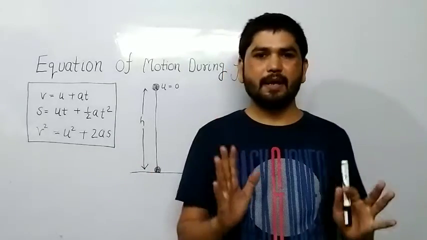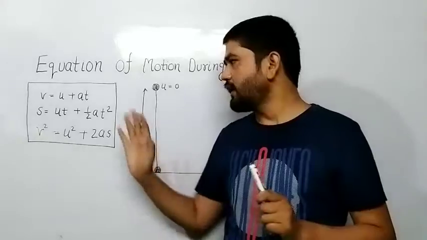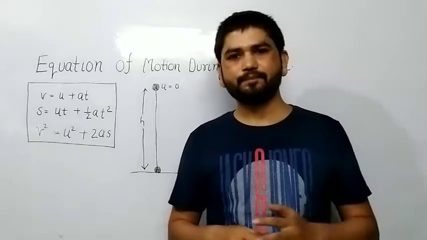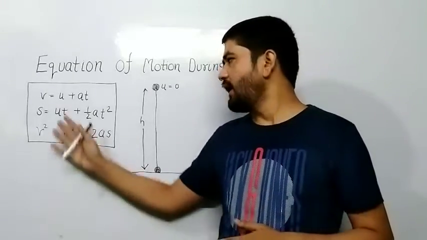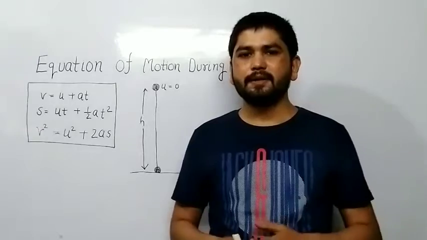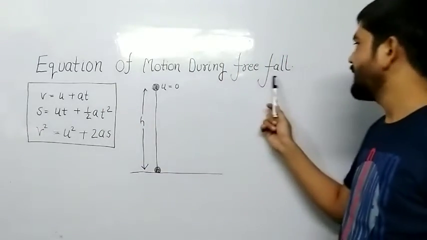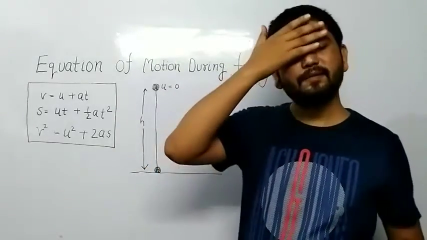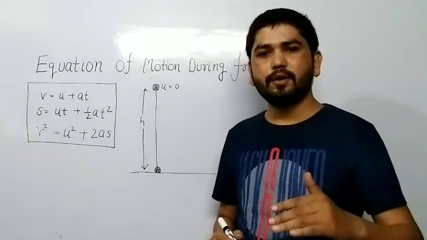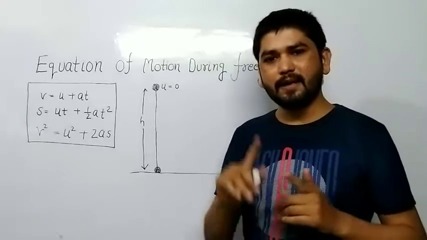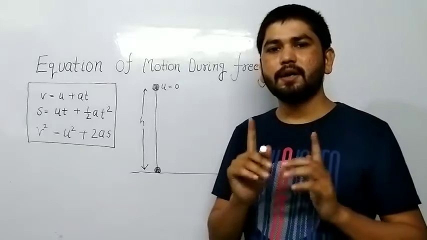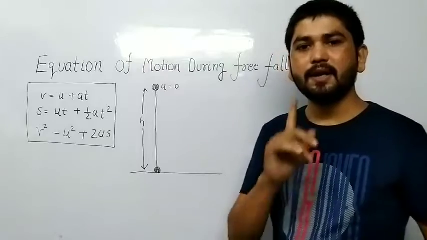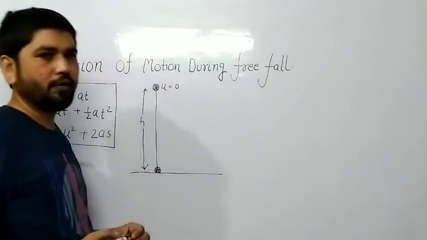But these equations are for a straight line. Here v is the final velocity, u is the initial velocity, t is time, a is the acceleration, and s is the displacement. Now we are going to study equations of motion during free fall. This motion is also a straight line motion. When an object is in a free fall state, it is also straight line motion, but it is happening due to gravity. It means it is happening due to gravitational acceleration, which I already told you.